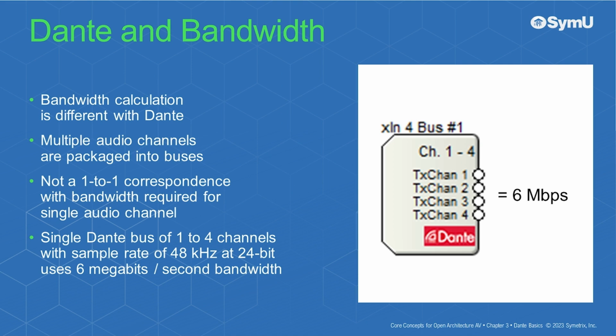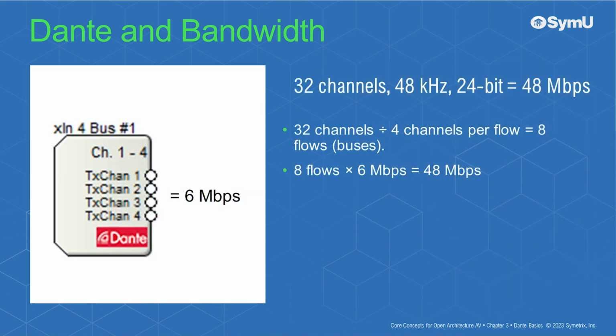With Dante, the bandwidth calculation is different, as multiple channels of audio are efficiently packaged into buses. They don't have a one-to-one correspondence with the bandwidth required for a single channel of audio. A single Dante bus of 1 to 4 channels, also called a flow, with a sample rate of 48 kHz at 24-bit uses 6 megabits per second of bandwidth. This can help simplify the math. Presuming the 48 kHz sample rate and 24-bit resolution, 32 channels divided by 4 channels per flow equals 8 total flows. Then, 8 flows multiplied by 6 megabits per second equals 48 megabits per second.